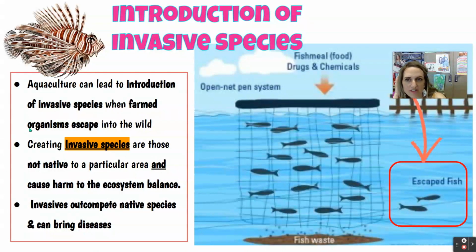Introduction of invasive species. So if you have your farmed fish escaping, then they can become invasive. This will cause harm to the ecosystem and cause ecosystem imbalance. Invasives will outcompete your native species, and they can bring diseases. Again, they can also mate with your native species, and they're bringing not the strongest genes to the table. So it can cause genetic weakness in the wild. And fish are farmed for different reasons. It's not because they're really great in the wild. It's because they're resistant to diseases and they grow fast.